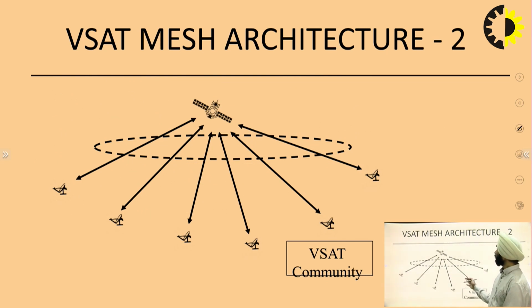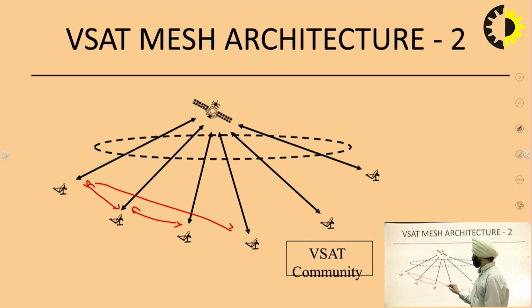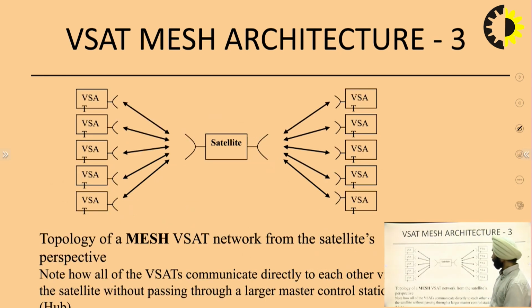So this is again a network where the satellite is there, which is communicating, but these VSATs are also communicating with each other. So this type of network will be the mesh network. Here a number of VSATs are there, and here a number of VSATs are there, and each VSAT can communicate through a link, or it can be communicating to the other links. Note the topology of a mesh network from the satellite's perspective, how the VSATs are communicating directly to each other without passing through the large master control VSAT.